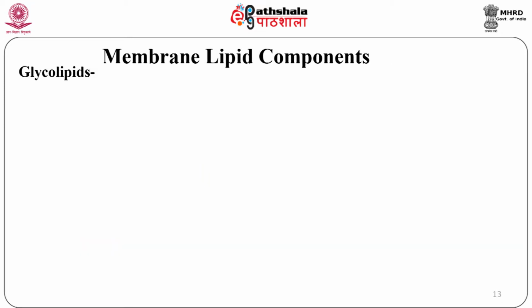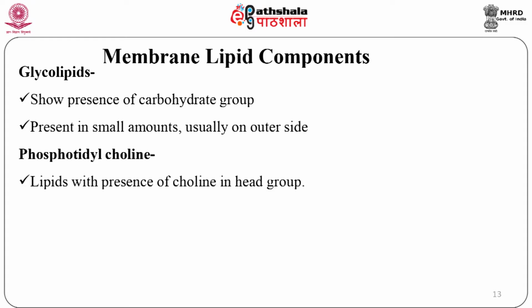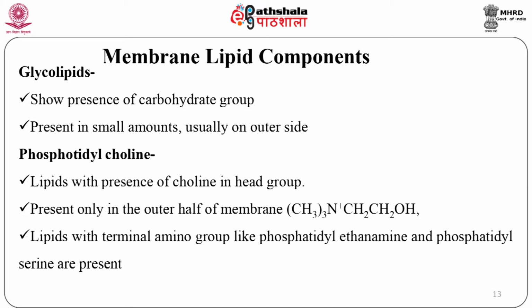Glycolipids. These show presence of carbohydrate groups. These are present in small amount and usually on the outer side. Phosphatidylcholine. These are the lipids with presence of choline in the head group. These are present only in the outer half of membranes. Lipids with a terminal amino group like phosphatidylethanolamine and phosphatidylserine are present. This gives a negative charge to the inner side of the membrane.